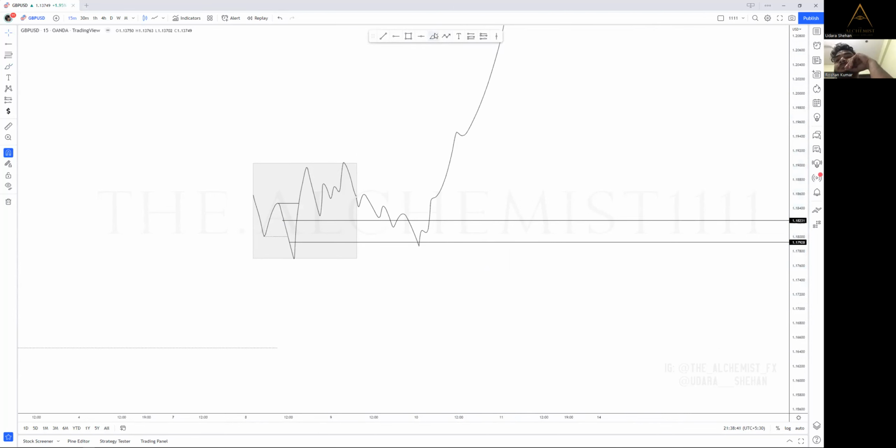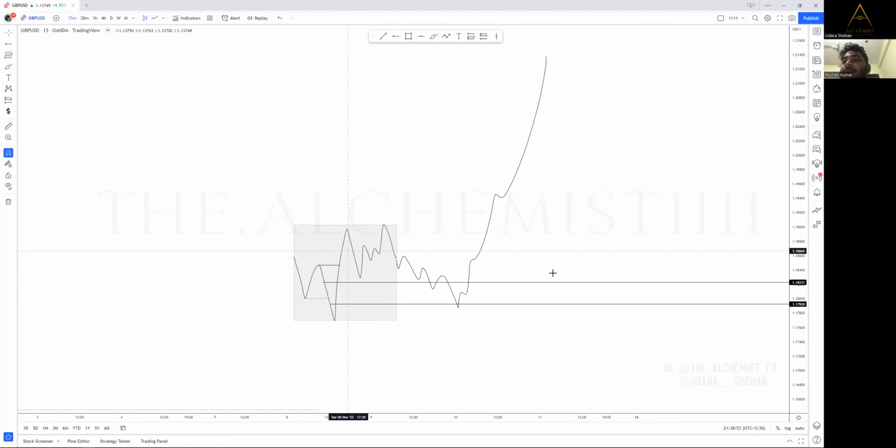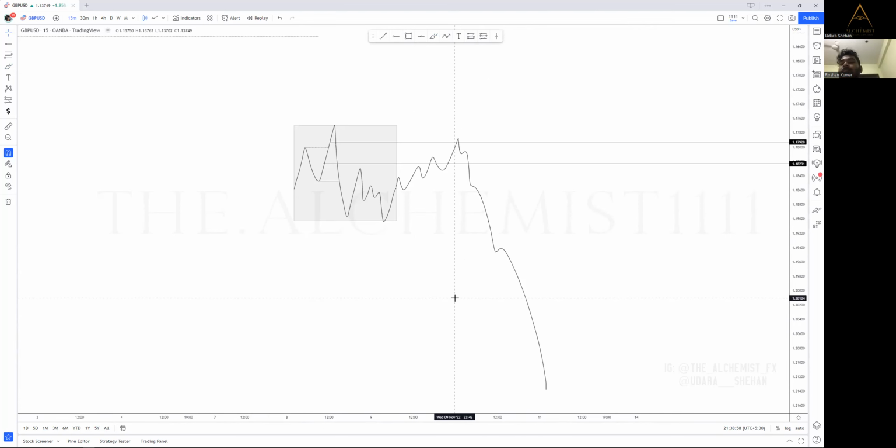So remember, this mitigation must happen during London Kill Zone or London Open. Can you understand it? It must happen at that time of the day. I'll show you examples. Okay, so this will be the second type of setup. You get it, right? And here, same thing.